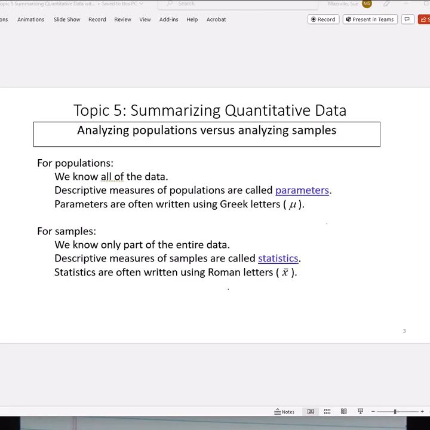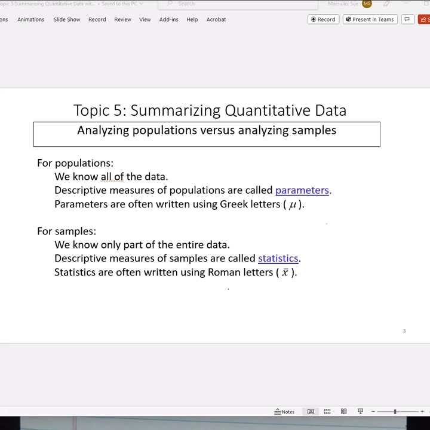Now, there will be a difference in analyzing populations versus samples. With a population, we know all the data. The descriptive measures of a population are called parameters. Population parameters both begin with P, and parameters are often written using Greek letters, like the one seen here, which is mu. That's the symbol for the mean.